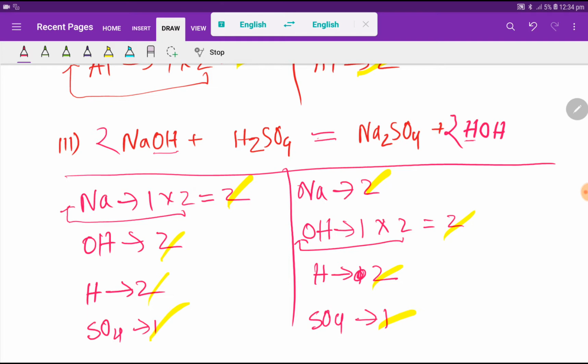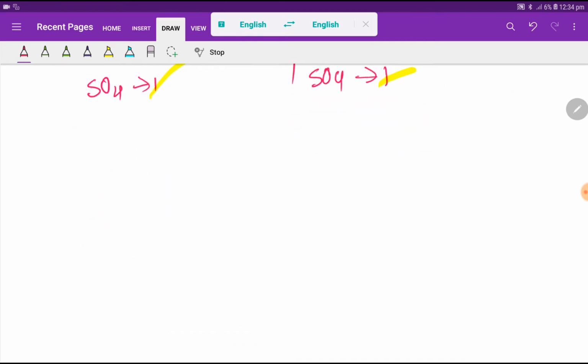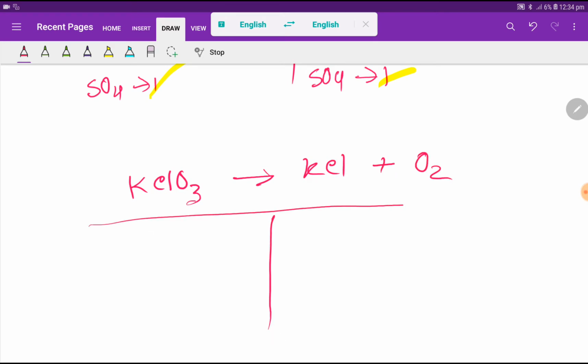I hope, believe and expect that you have understood what I want to say to you, right? Okay, let me take another example so that you can have clear knowledge, right? So let us take this example. Okay, how to balance this reaction?